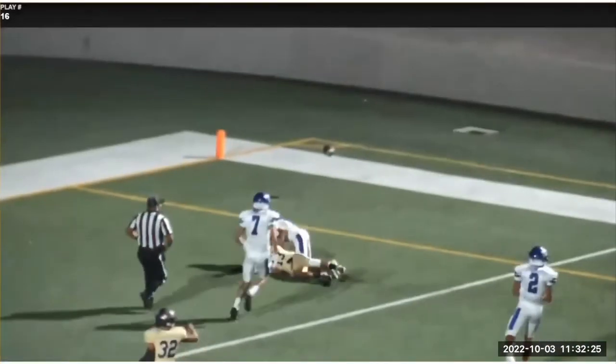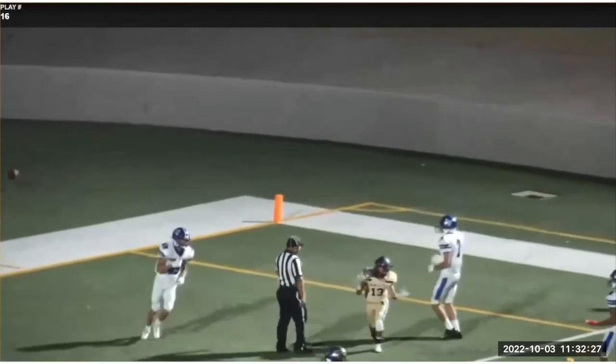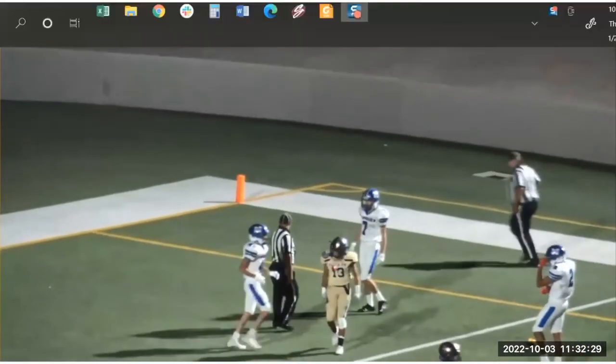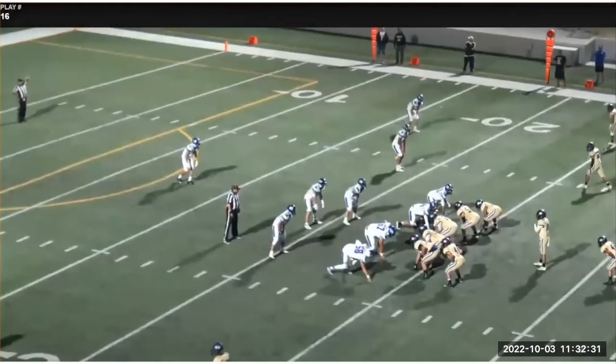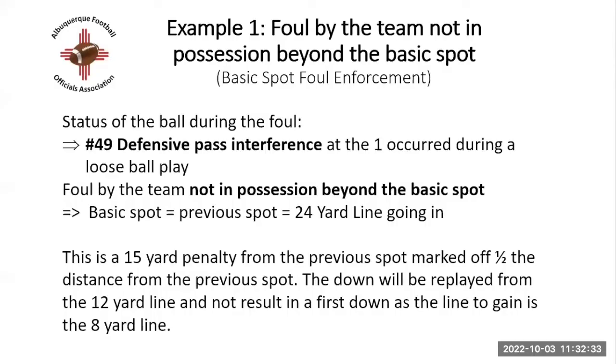There's the interference. So example one that we just looked at, you had interference, the status of the ball during the foul was a loose ball. Okay, this foul occurred during loose ball play. It is defensive pass interference on number 49.